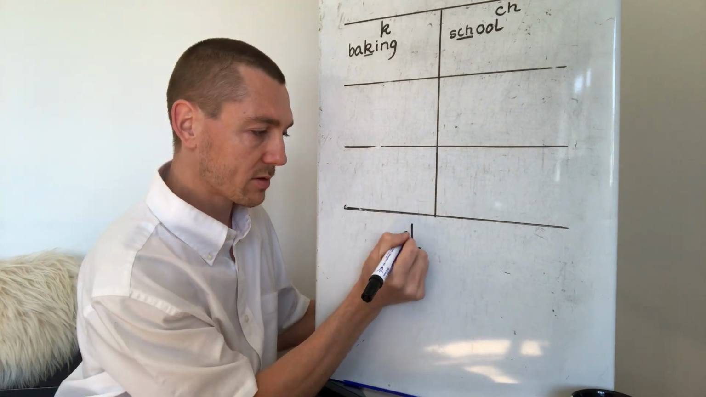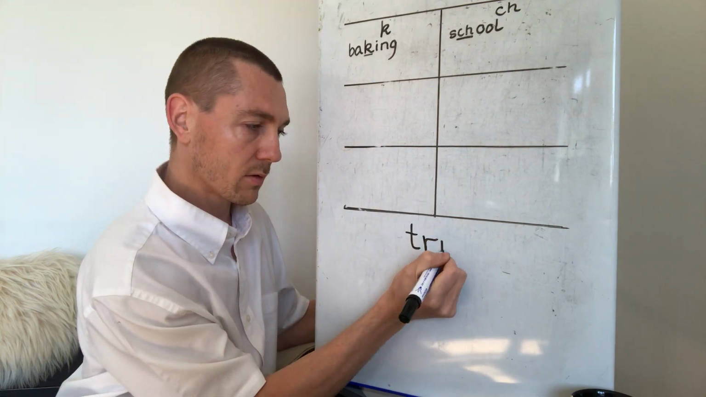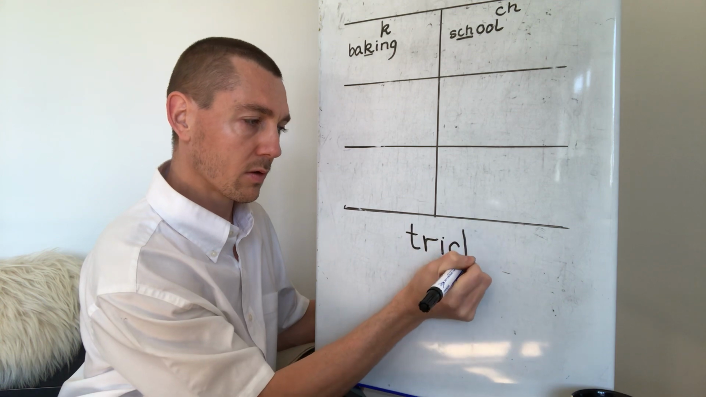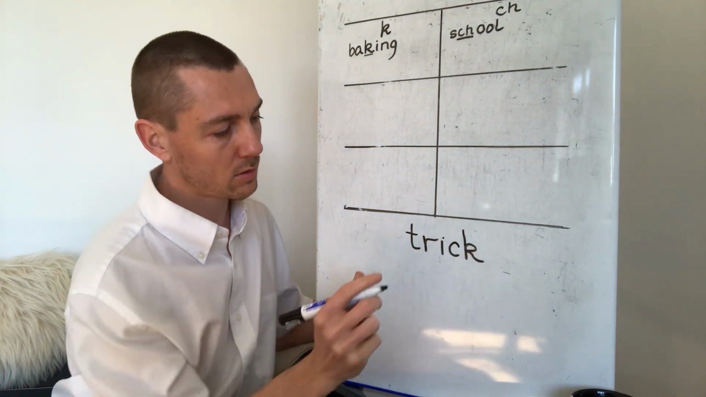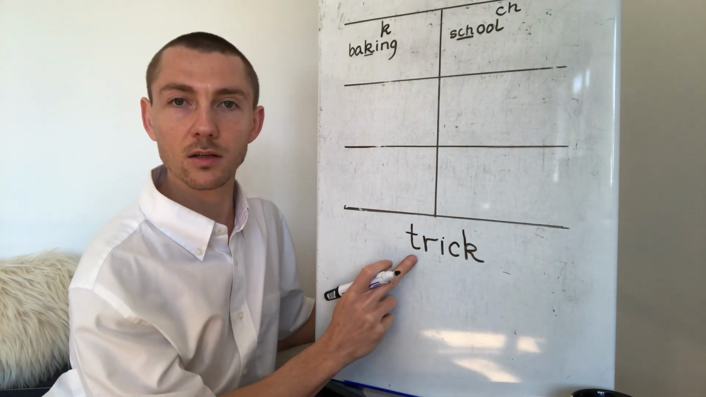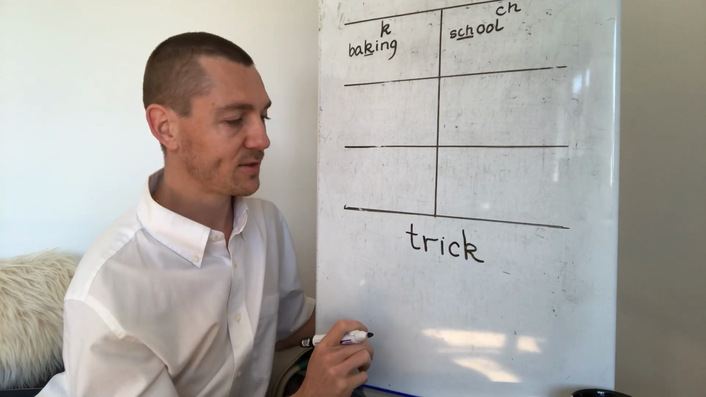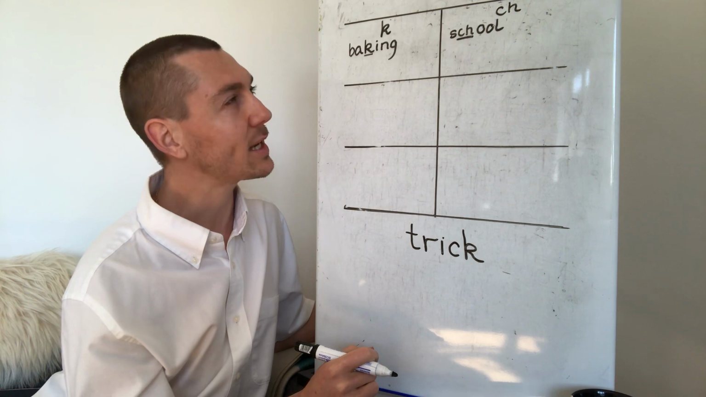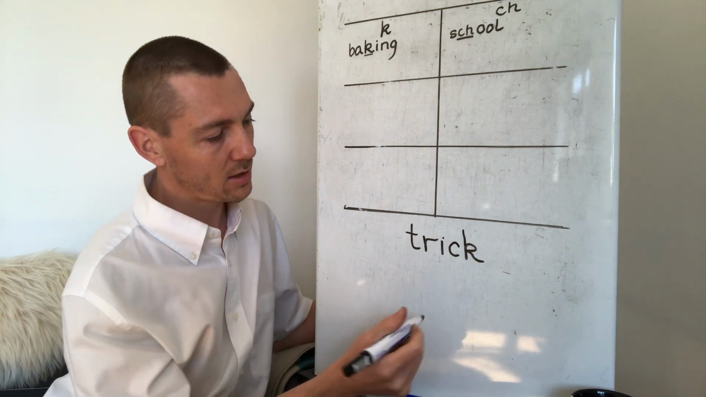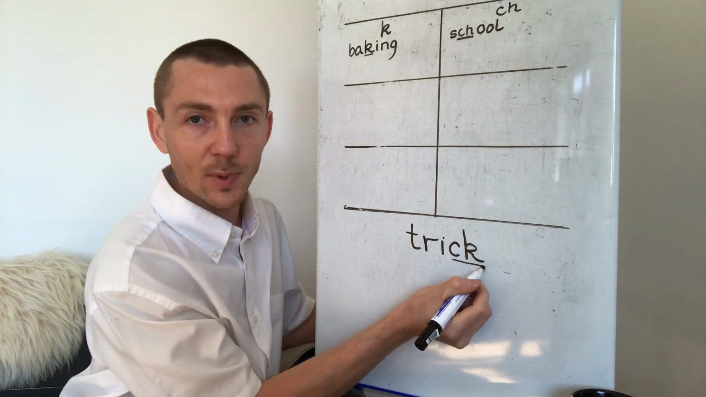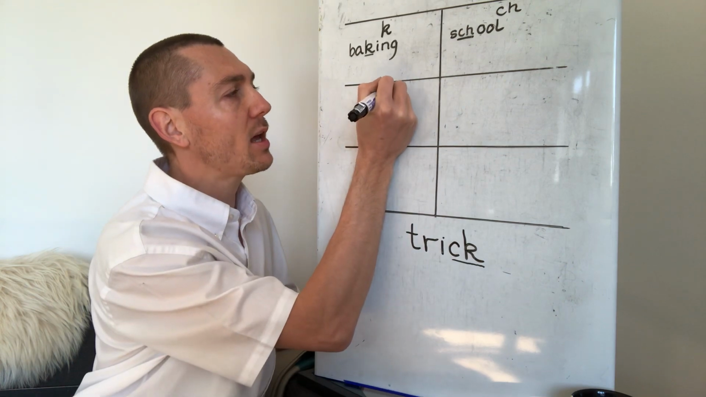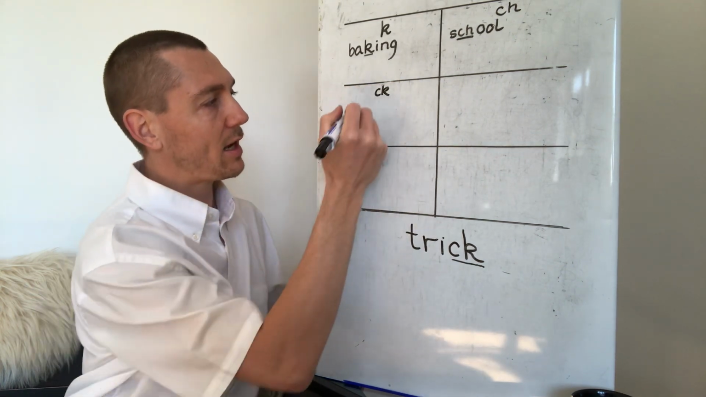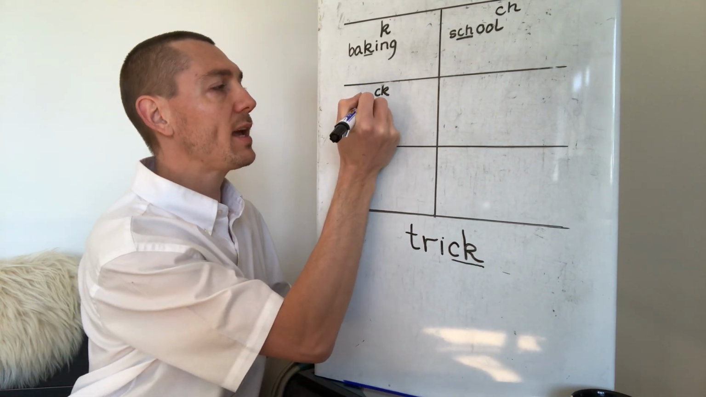Okay, what about 1, 2, 3? Trick. We don't have that spelling yet, I don't think. It's the CK spelling, isn't it? So let's add that one in here. And we say trick.